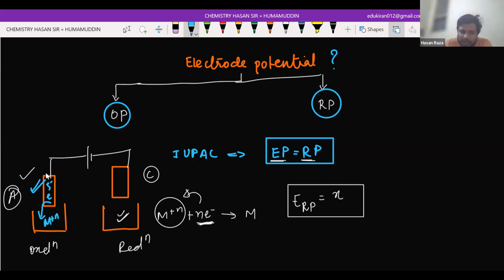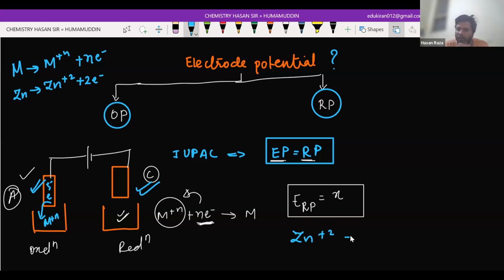So basically, M is converting itself into M plus n, plus n electrons. Are you getting my point? M is converting into M^n+. This is a general equation I'm taking. If you want to go for zinc, you know that zinc will be converting into Zn^2+ and 2 electrons will be lost. And if you are going for zinc here, you know that Zn^2+ will gain 2 electrons and convert itself into Zn. Are you getting my point?